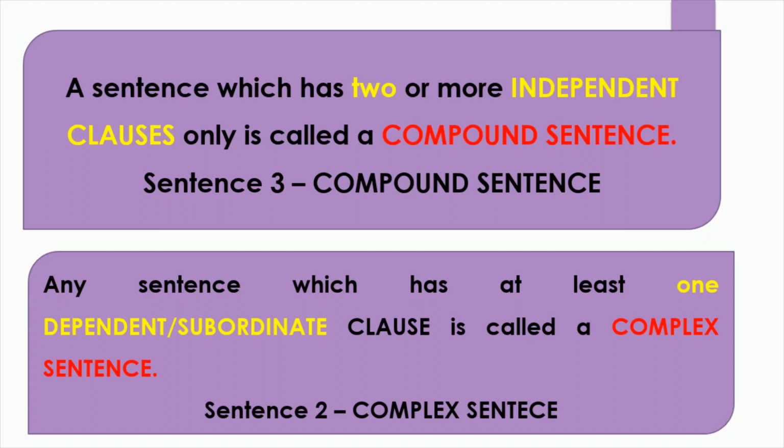Now, let's go to sentence 2. A sentence which has at least one dependent or subordinate clause is called a complex sentence. So, sentence 2 is a complex sentence because I sat in the lawn is an independent clause. That faced the river is a dependent clause. So, the sentence has one independent clause and one dependent clause. That is why it is a complex sentence.